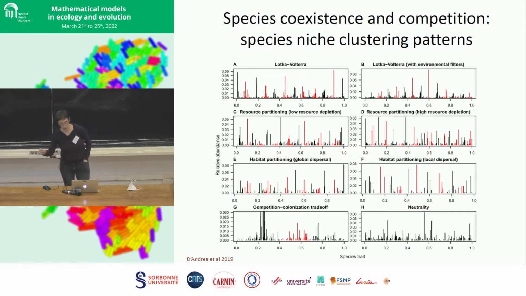So that was for the empirical part, and for the modeling part, in recent years there have been a number of models. Here, it's quite a good paper where they compared different types of models and looked in which case they had this kind of clustering pattern emerge for different types of competition models. So it seems that transiently, you can quite often get this kind of groups of species that coexist for quite a while.